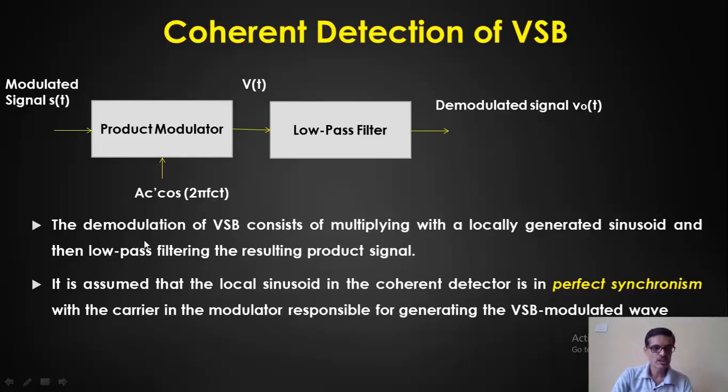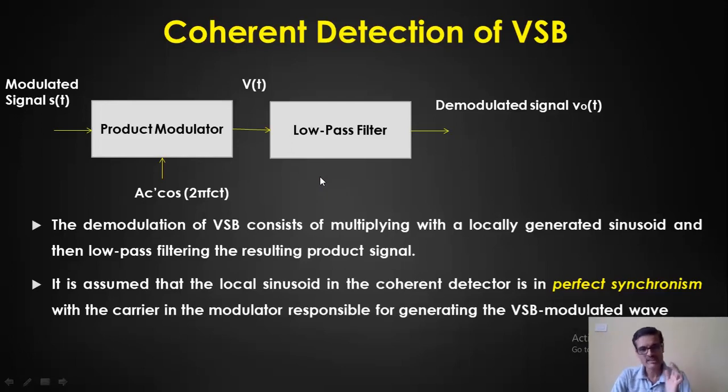In the product modulator I'm using, S of t is multiplied with this carrier, and I'll get a V of t, let us say, which consists of both a low frequency component and a high frequency component. The low frequency component is the basic signal, and the high frequency component I'll show you in the next slide. So I pass it through a low pass filter, which will allow only the message spectrum. So I get a demodulated signal, where V naught of t is actually equal to the message signal.